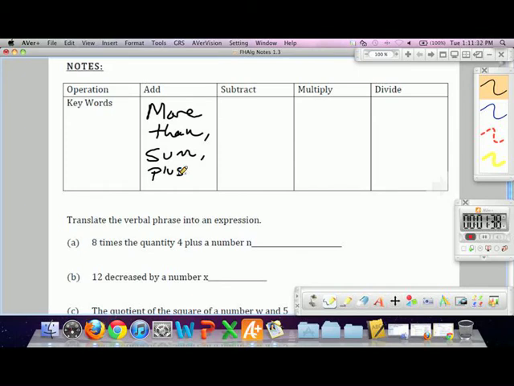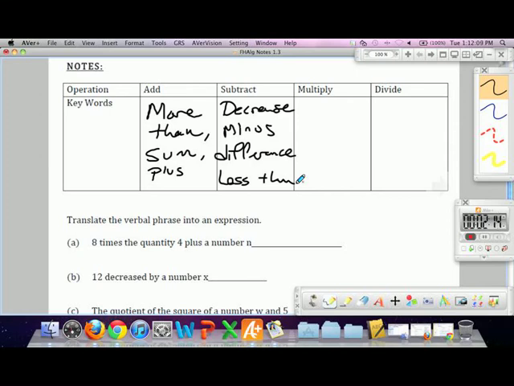How about subtraction? What are popular subtraction words? Decrease. Minus. Other subtraction words. Difference. Other subtraction words. Less than. They're probably the most popular subtraction words, other than, obviously, subtract as well.